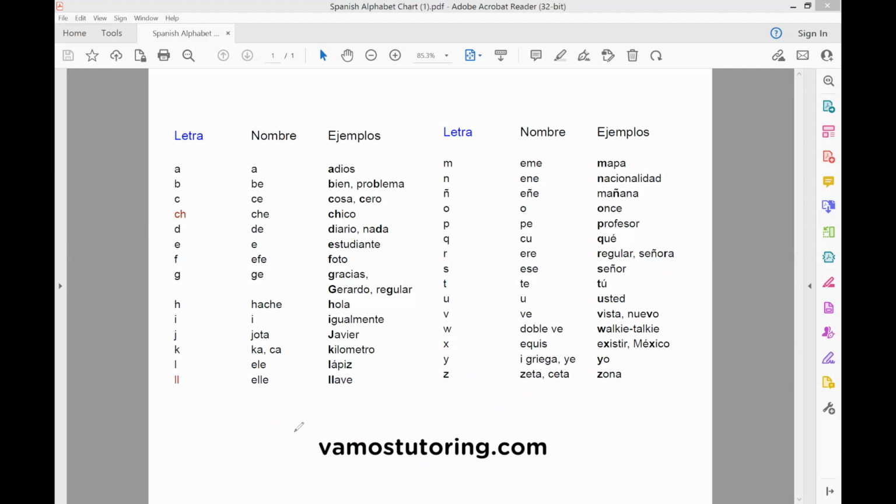P. Profesor. And the P is also not as sharp in Spanish as in English. If you think a B when you're saying the Spanish P, you'll be just right. Profesor. And we have, repite, Q. Que. The U following a Q is silent in Spanish, so that word is pronounced que.